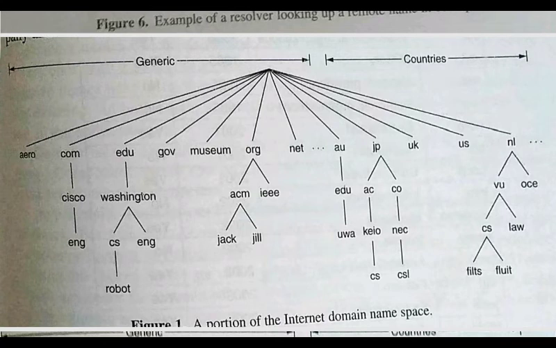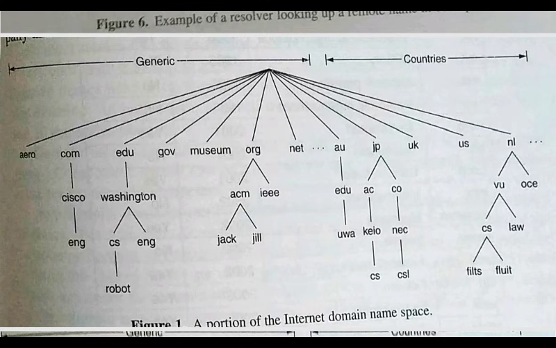Domain names are case insensitive. So edu, or capital EDU, or all capital EDU, all are going to give you the same meaning, because domain names are case insensitive. Component names can be up to 63 characters long, and the full path name must not exceed 255 characters.